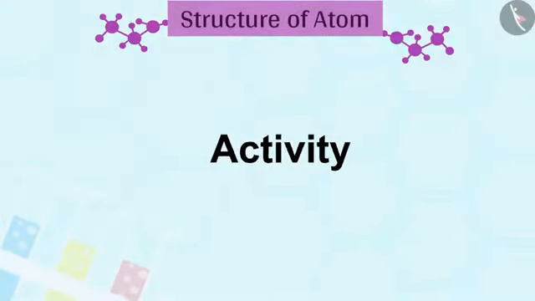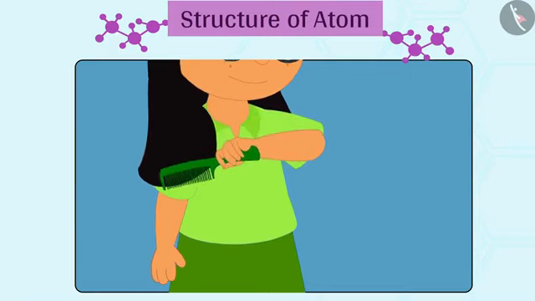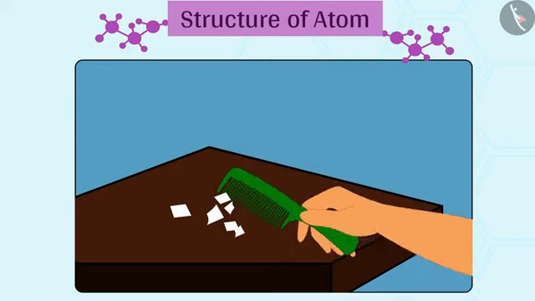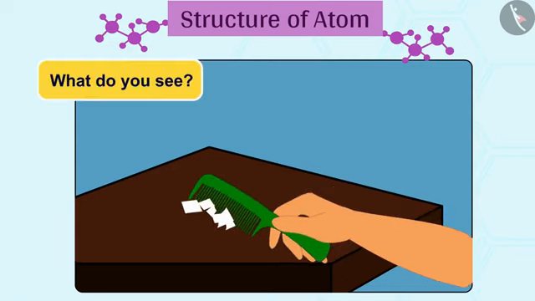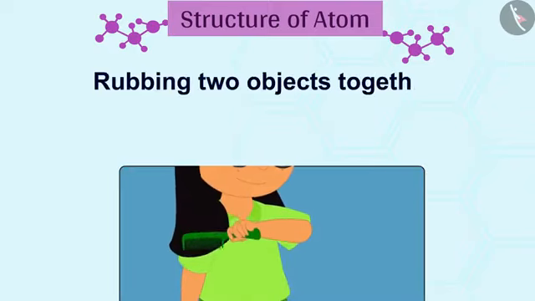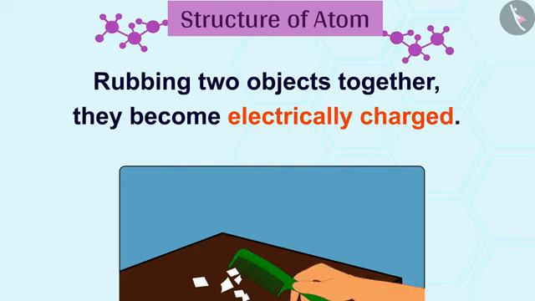Let us do an activity to know the nature of particles in matter. Comb dry hair. Now, move this comb close to the small pieces of paper. What do you see? Yes, the comb attracts small pieces of paper. We conclude that on rubbing two objects together, they become electrically charged.